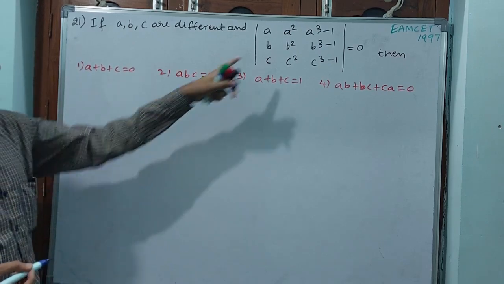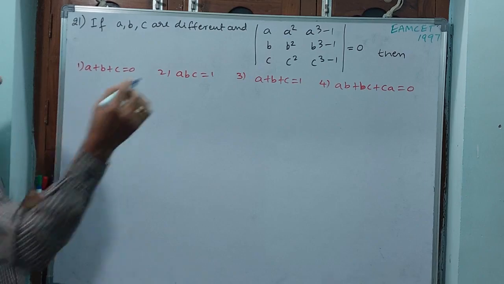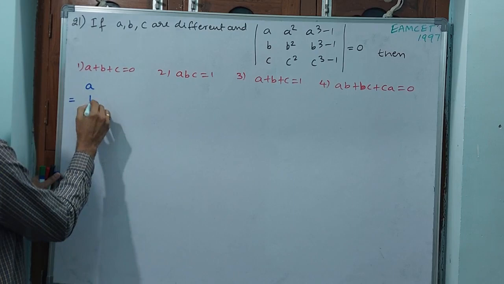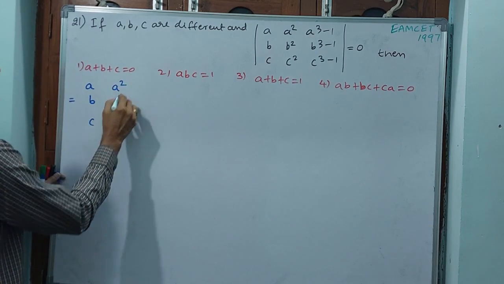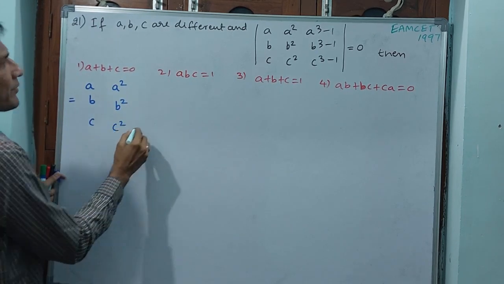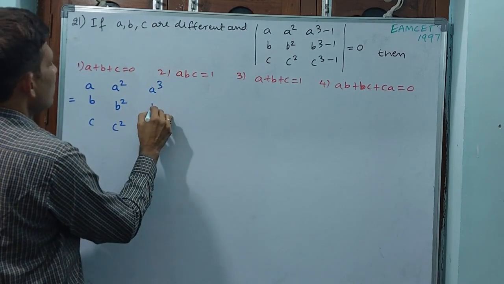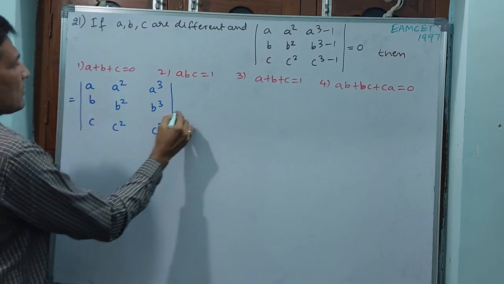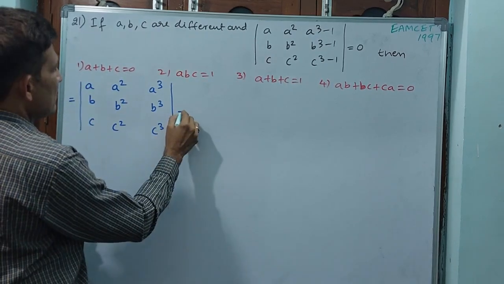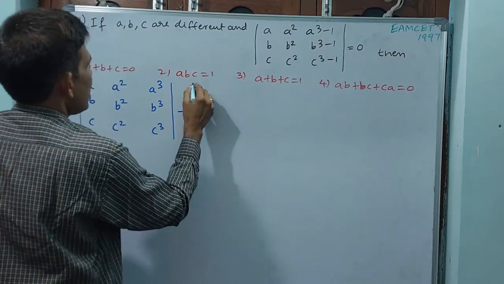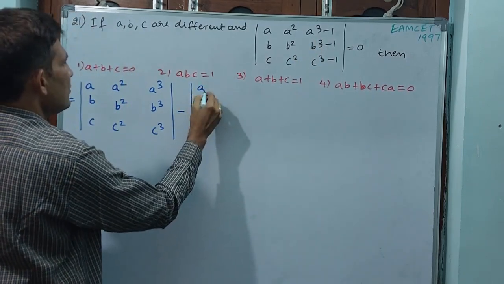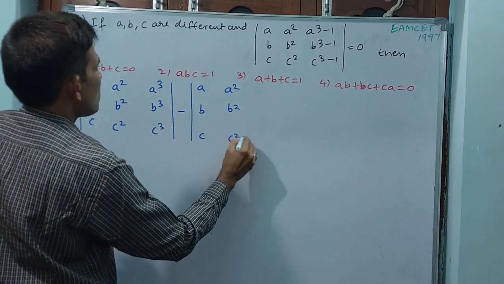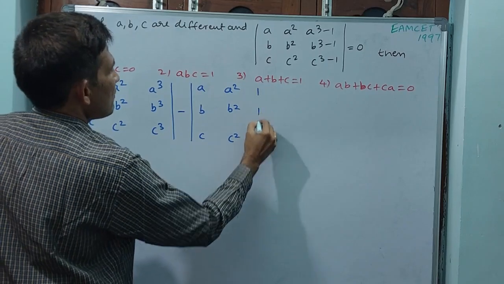Okay, see how I am converting this determinant. Observe carefully. As per the property, I am converting. You see, A, B, C; A square, B square, C square; A cube, B cube, C cube, minus. I am keeping minus because minus 1 is there. Again I write A, B, C; A square, B square, C square. Now this time only 1, 1, 1.